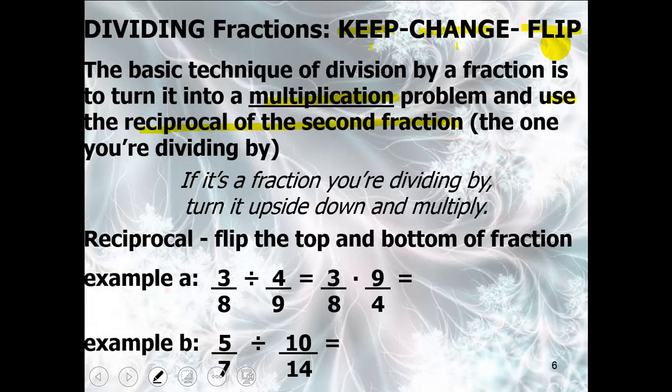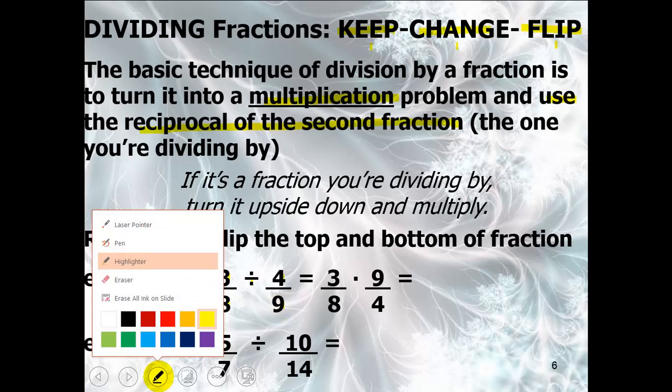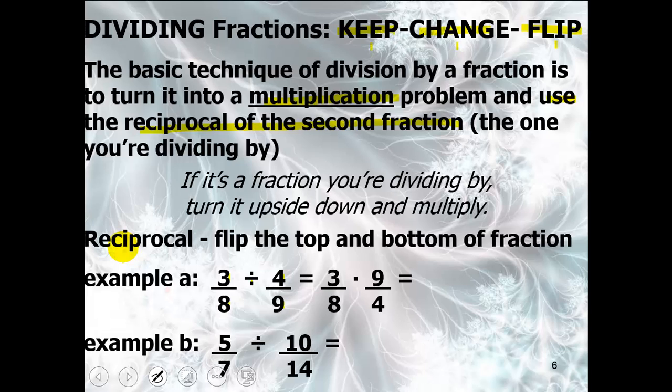Let's take a look at how this works with example A. I have 3/8 divided by 4/9. Okay? Because this is a division problem, I have to apply the keep, change, flip. I'm going to keep my first fraction as it is. That's my keep. I'm going to change division into multiplication. Here's my change. And then I'm going to flip my second fraction. Keep, change, flip.